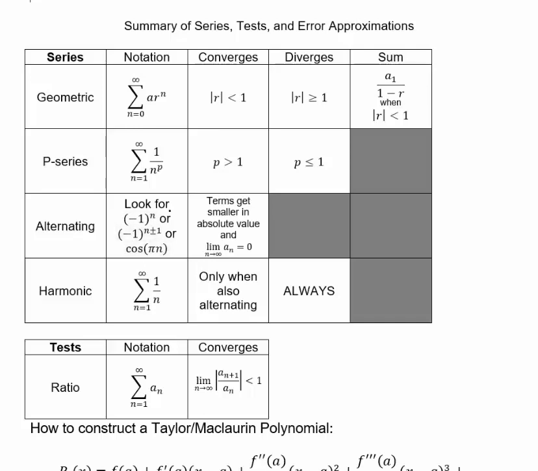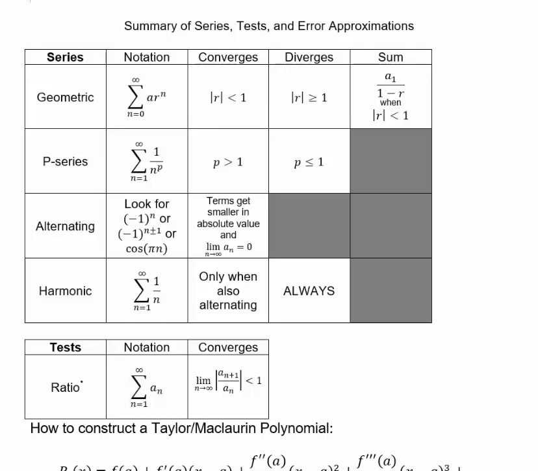Okay? And remember, an alternating series will converge only when these two things are true: the terms have to get smaller in absolute value, and the limit as n goes to infinity of the terms has to equal 0. If those two things are not true, then you know the alternating series will diverge. Okay. And then the harmonic series we kind of already talked about.